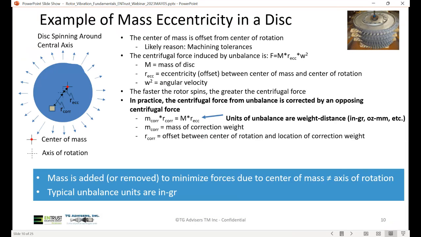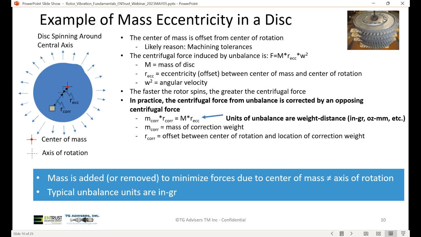This slide will discuss an example of mass eccentricity in a disk. The picture on the left shows a disk spinning around, and in the upper right-hand quadrant of the disk, there's a small lump. This small lump is causing the center of mass of the disk to be not aligned with the center of rotation of the disk. Now, in this example, the center of mass is offset, likely due to machining tolerances, and the centrifugal force induced by this unbalance is equal to the mass times the eccentric offset times omega squared. The faster the rotor spins, the greater the centrifugal force.